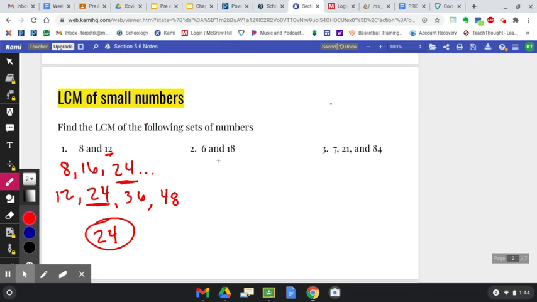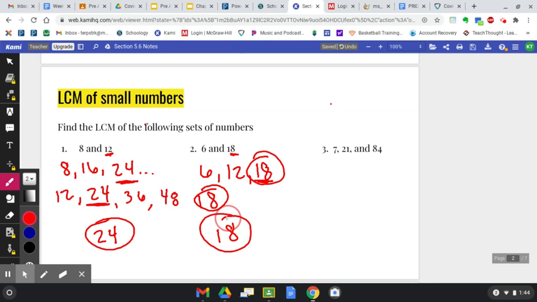And I would start with the smaller one because you'll see in number 2, right? If I start counting by sixes, 6, 12, 18, well, I run into that number. So 18, all right, because I would start counting here with 18. So 18 is the LCM for 6 and 18.